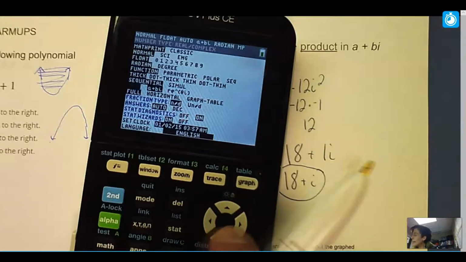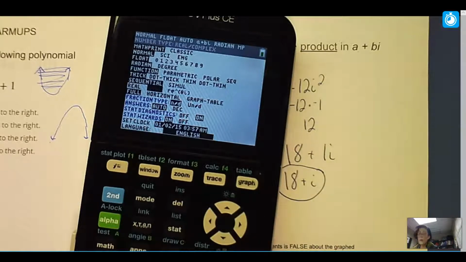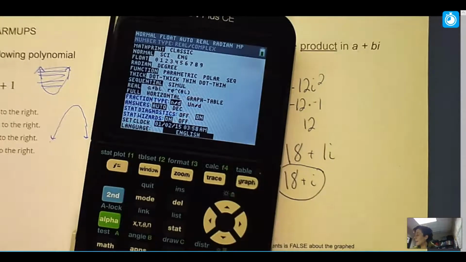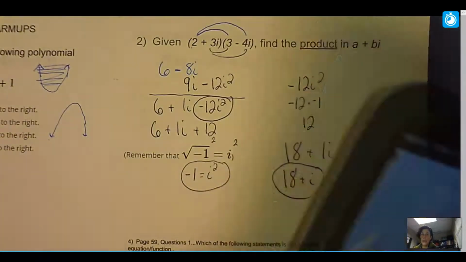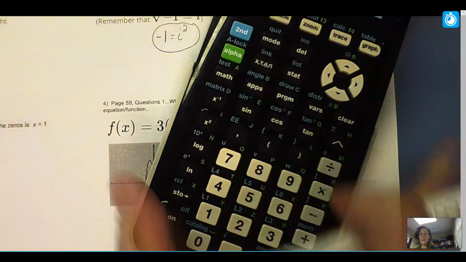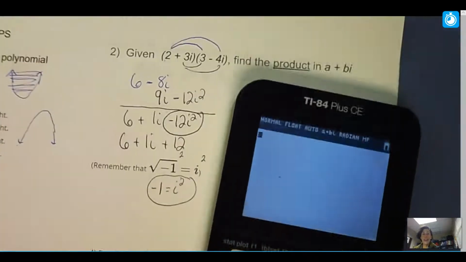What you want to do is get to that row and go to a plus bi, so that it's highlighted. So right now you're going to notice I've just highlighted real. I want the a plus bi. And then you could actually just type this into your calculator like this. Your i button is down here above your decimal. So you could just type it in exactly as you see it.